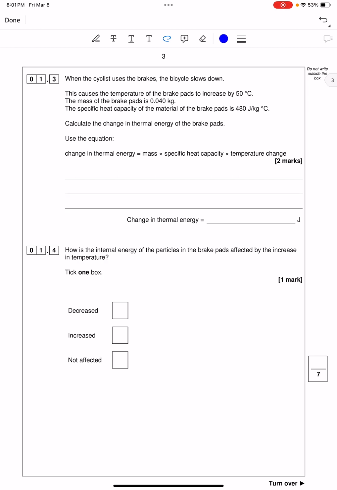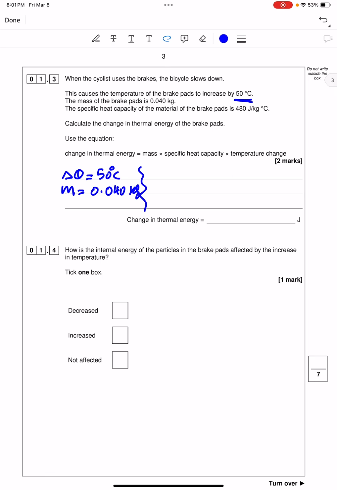So the third part, when the cyclist uses the brakes, the bicycle slows down. This causes the temperature of the brake pads to increase by 50 degrees. So we have the delta theta equal to 50 degrees. The mass of the brake pads is 0.040. So the mass, which is M, is equal to 0.040 kilogram. Oh, we don't have to worry about converting it. I mean, it's in kilograms anyway.